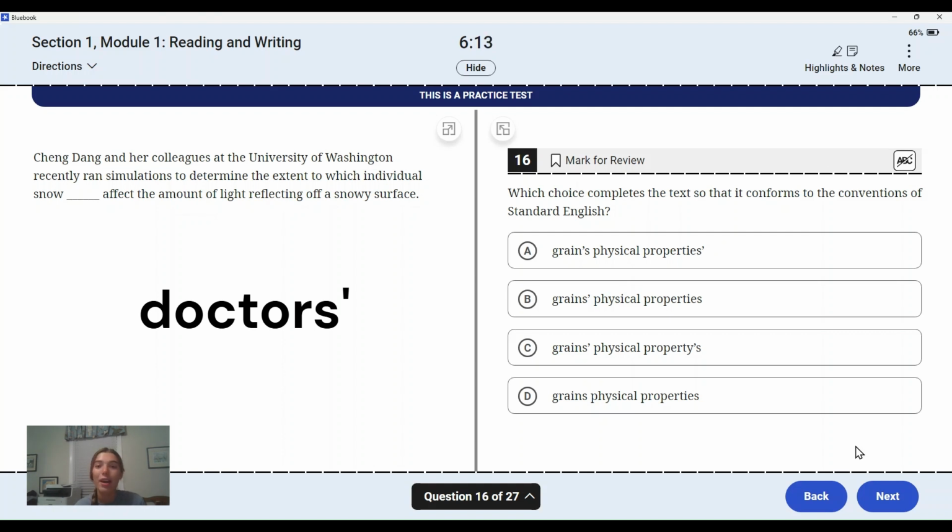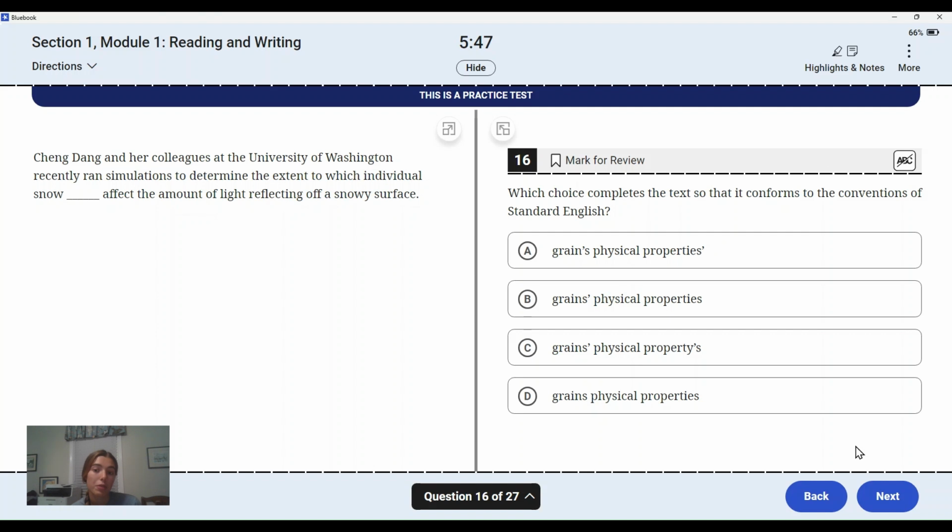So let's go ahead and read the passage and then we can answer the problem. Chang Dang and her colleagues at the University of Washington recently ran simulations to determine the extent to which individual snow grains' physical properties affect the amount of light reflected on a snowy surface.